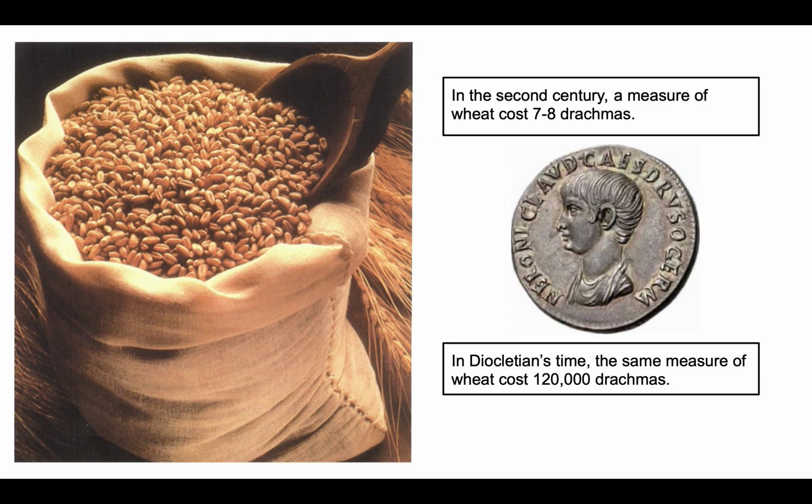So here's a little view of this. In the 2nd century, a measure of wheat, here's a picture of a measure of wheat, cost 7 to 8 drachmas. And here is a picture of a drachma, a Diocletian drachma, which is a coin. But not long after that, in Diocletian's time, the same amount of wheat cost 120,000 drachmas. What in the world happened? How can inflation happen like that?